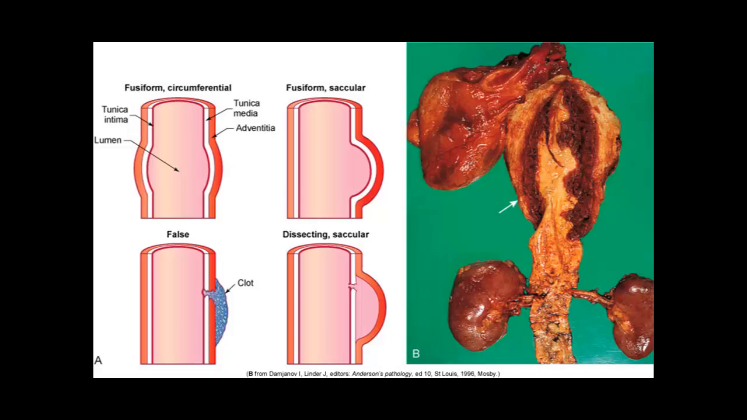Over on the right-hand side, we have what's called a dissecting aneurysm. And in a dissecting aneurysm, the different layers of the vessel start to pull away from each other. So what they're showing here is we have a hole in the inside layer of the vessel, in the endothelium, which is allowing blood to leak between the layers and form this big outpouching.